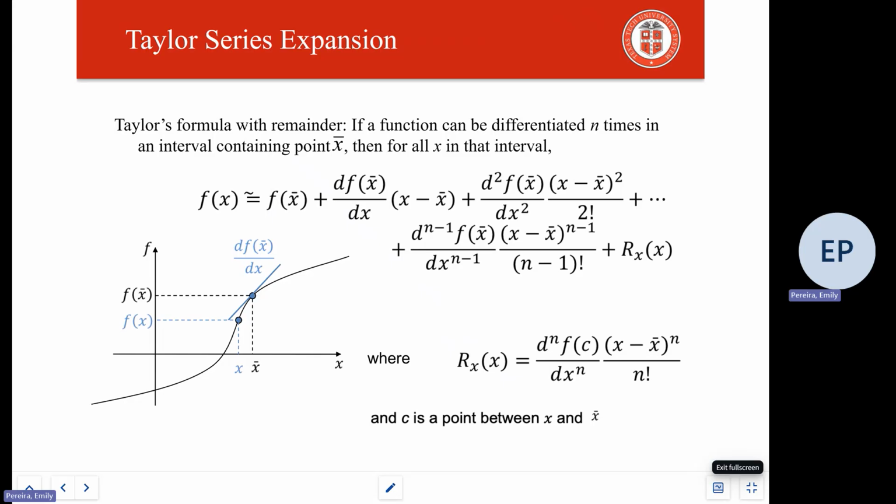You take the first derivative, and you have that being multiplied by a finite interval, and then the second derivative multiplied by a finite interval squared, and so on and so forth. This describes approximately the function f of x. We're going to use actually the first two terms of this Taylor series expansion to approximate a linear function.